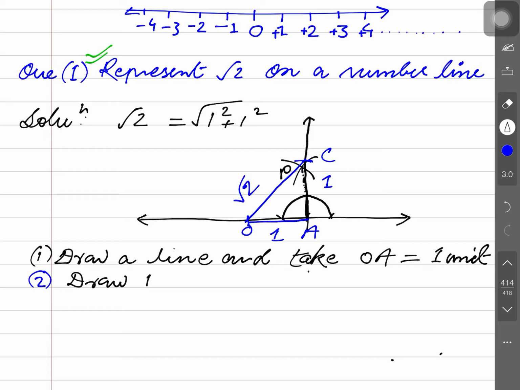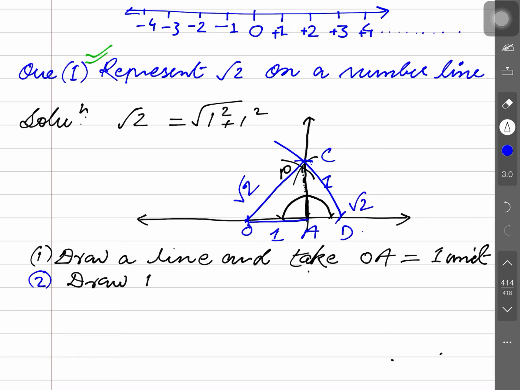Now the length OC is root 2. Keeping the tip of the compass at O as center, draw an arc with radius OC. This is intersecting here. It means the length from O to C, O to D, all is equal to root 2. So you have represented here OD is equal to root 2. So this is root 2.